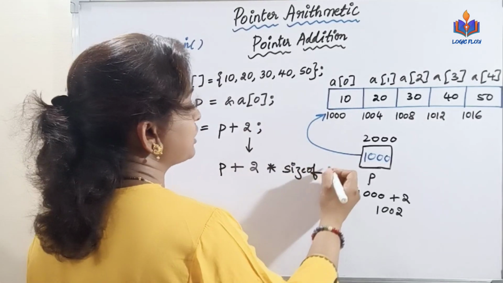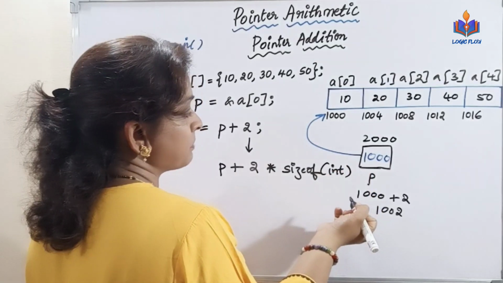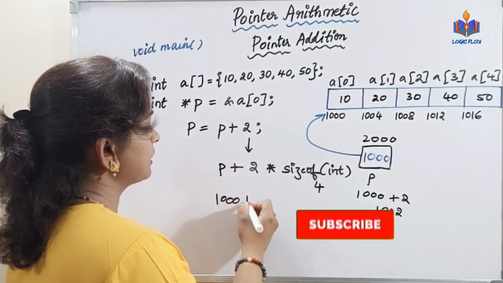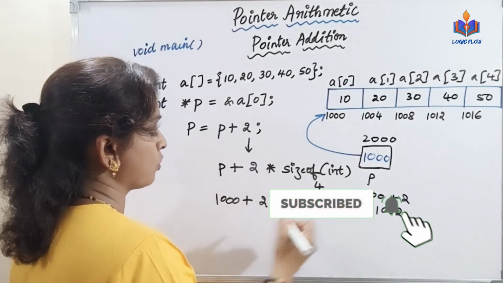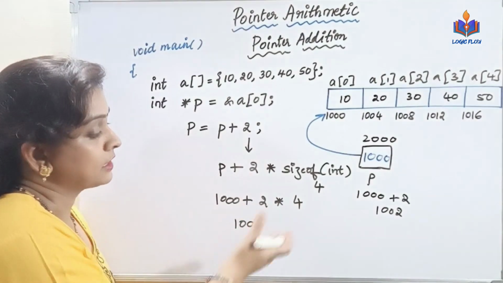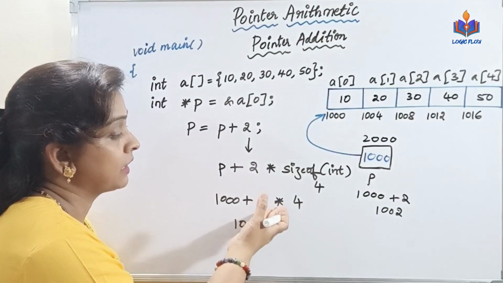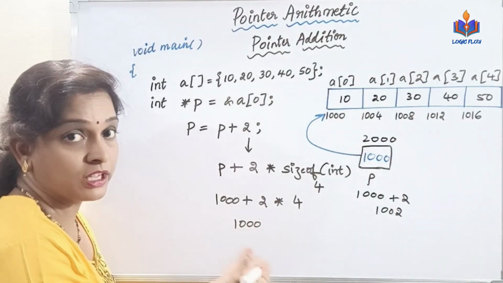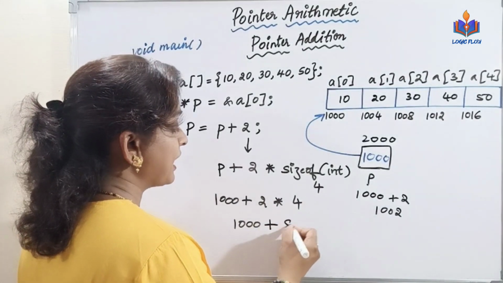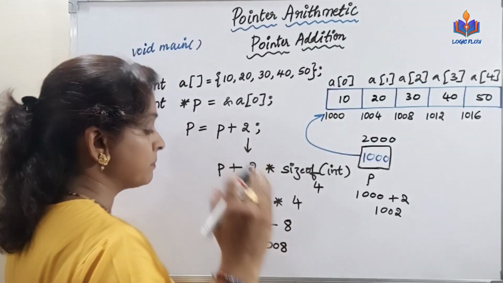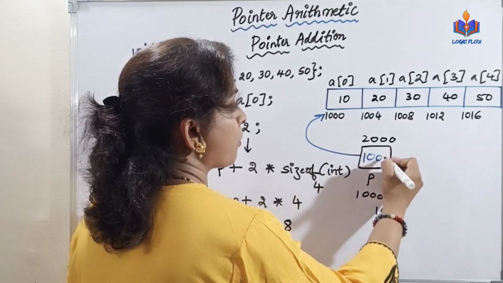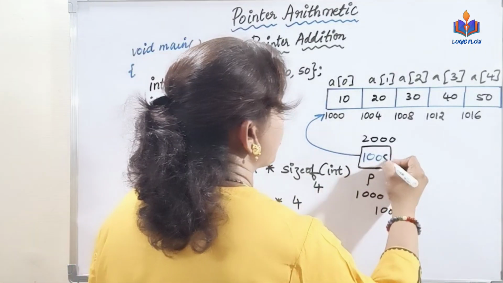So what is the size of the integer? If it is a 32-bit machine, let me take it as 4. So what is P? It is 1000 plus 2 into 4. You need to do all the arithmetic evaluations here. Multiplication you need to do first. We have to follow the BODMAS rule, operator precedence. So it is 1000 plus 2 into 4, it is 8. So it is 1008. Means to say it will point to 1008. So the new value for the pointer that we have got is 1008.